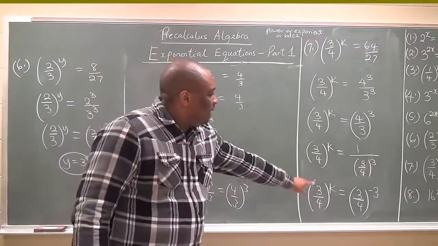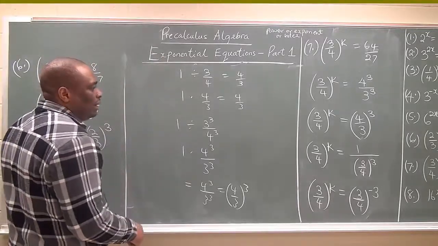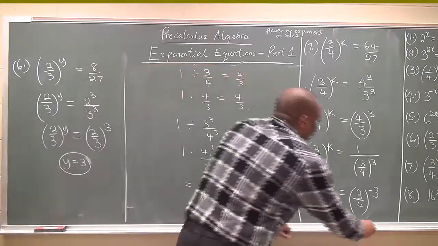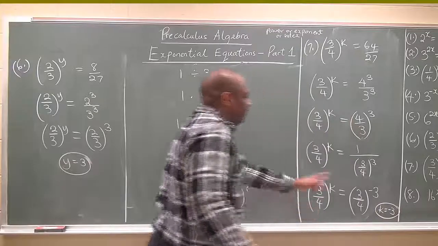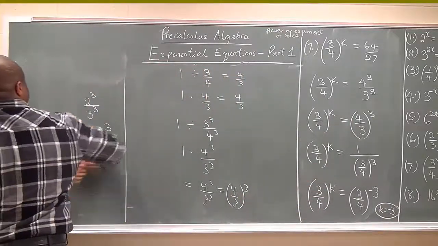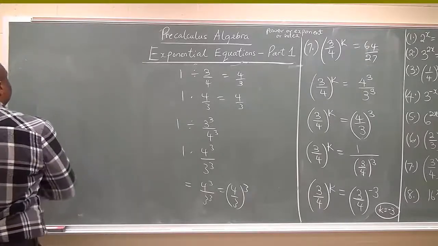So you now make it to look like that, and then our k will now be equal to what? -3. K is equal to -3. Now we get the exponent. Now, do we stop there? No. We have to do what? We check.